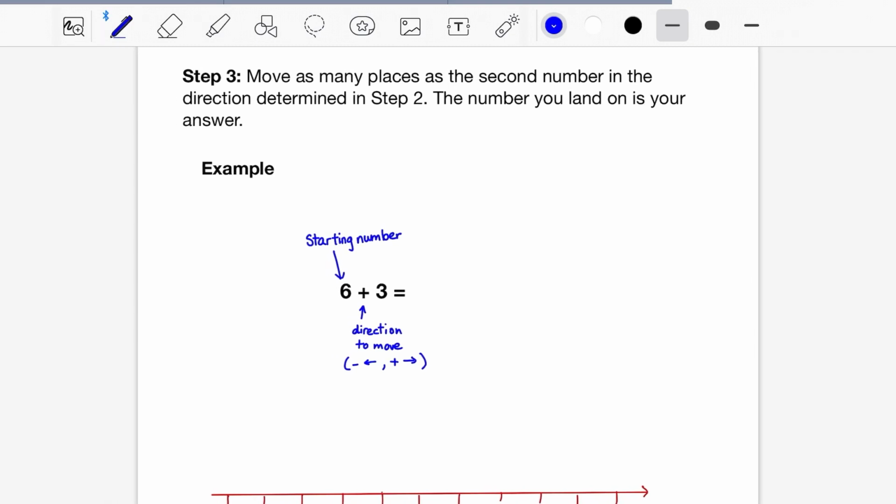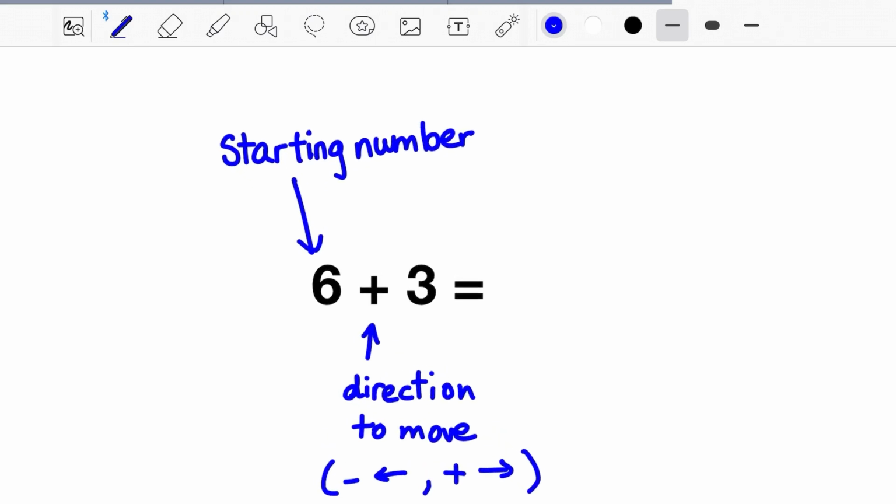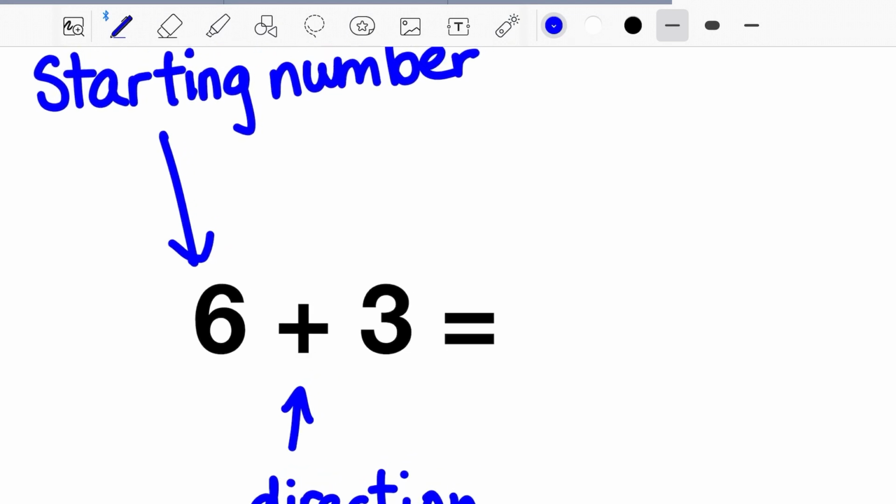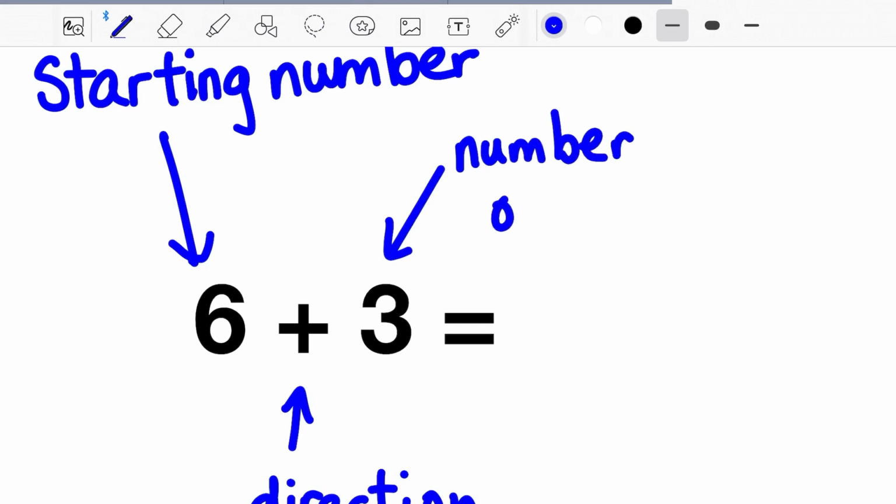Step 3. Move as many places as the second number in the direction determined in step 2. The number you land on is your answer. So, we already know that we are starting at 6. We are moving to the right. So 3 is telling us that we need to move from 6, 3 spaces to the right. So this number tells us the number of spaces to move.